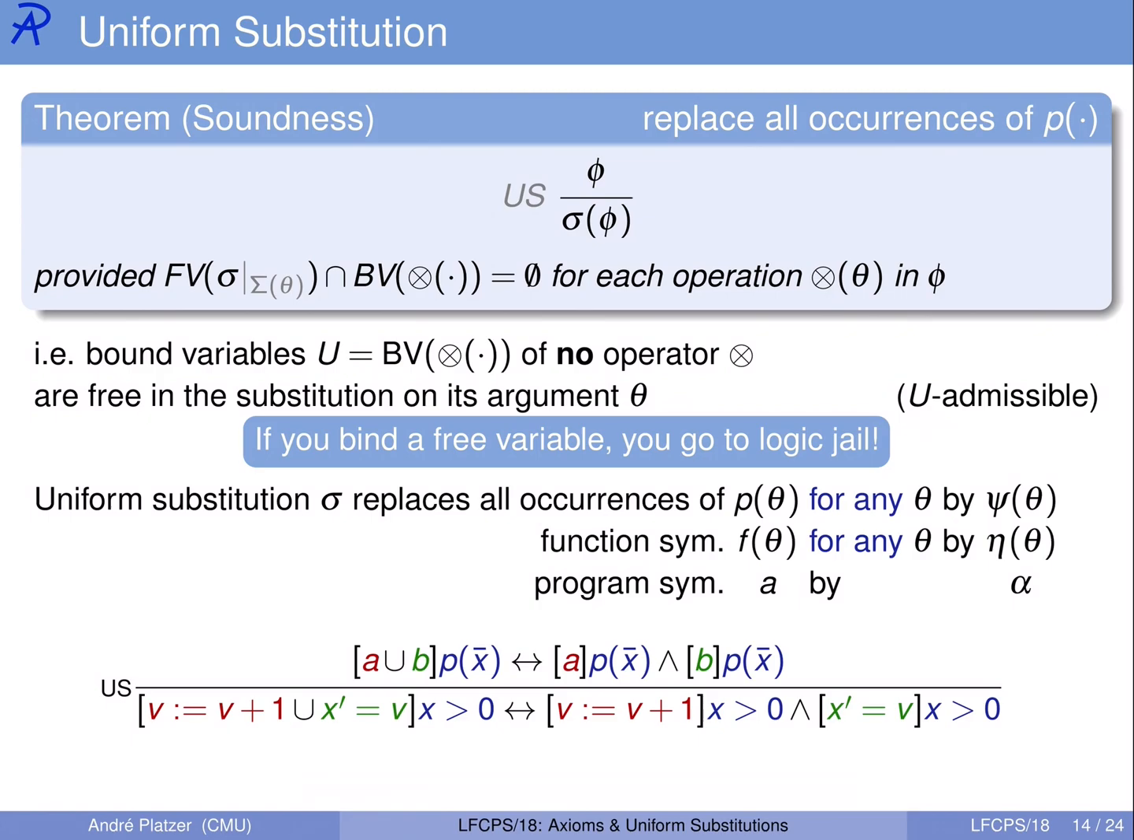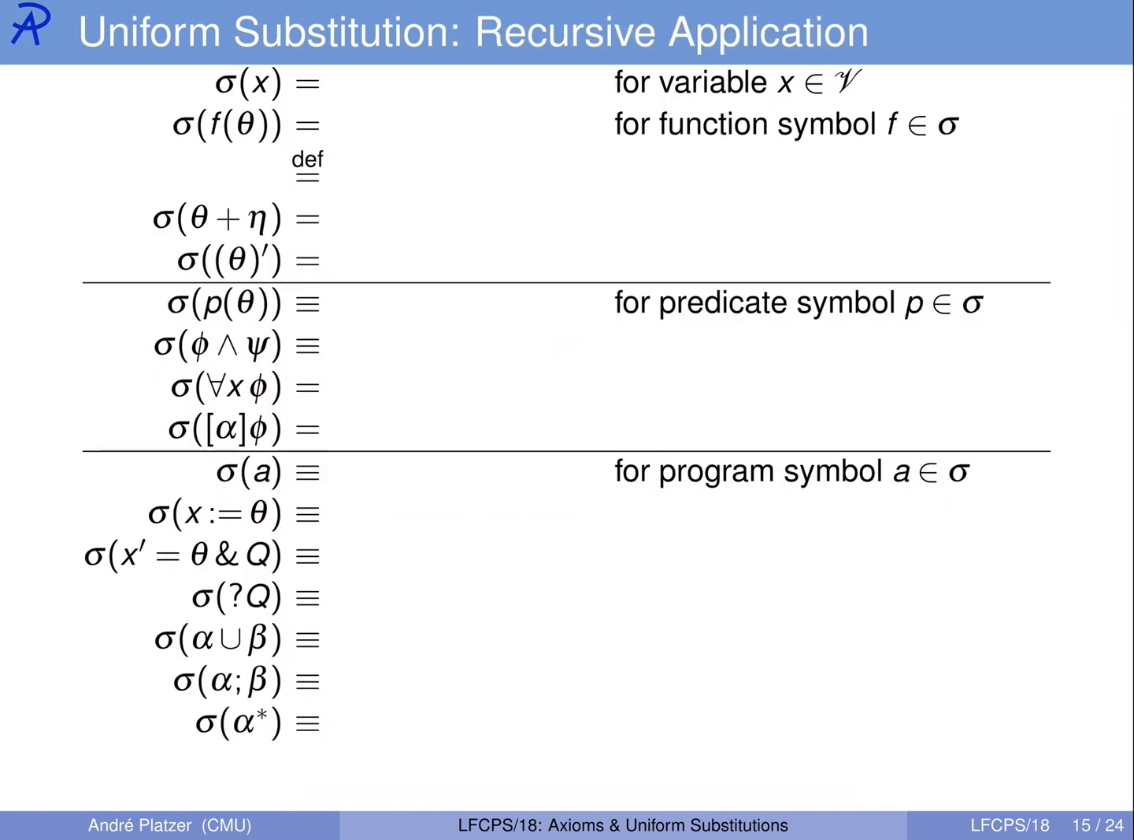Let's list those conditions explicitly by defining the result of running a substitution over formula phi, which of course we define by induction on the shape of the formula phi, just recursively covering each case. And we have to do so for terms, for formulas, and for hybrid programs. What is the result of running a uniform substitution on a variable? Well, it's the thing itself, because uniform substitutions only replace function symbols and predicate symbols and program symbols, but leave the poor variables alone.